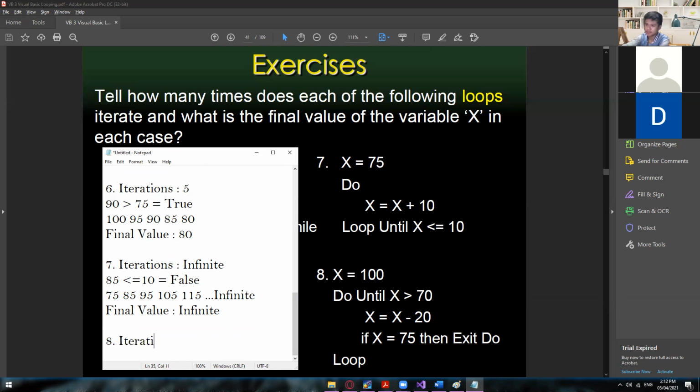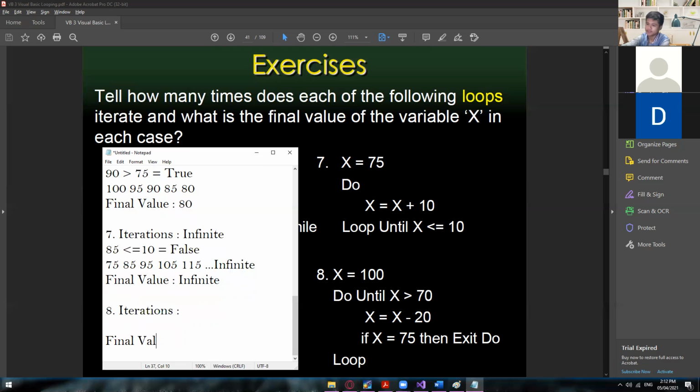So how many times will it iterate? What is the final value? For iterations, we have to check the initial value. So 100 is greater than 70, so this one is true. And since we are using until, this will actually never iterate because initially 100 is already greater than 70. In until, once the condition is true, it will stop looping. So it will never iterate, and then the final value is 0.